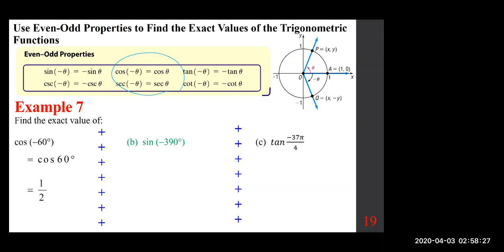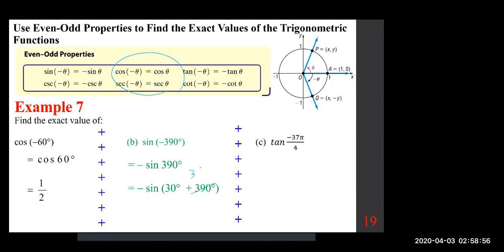Now, what about sine of negative 390? I want to spend a few minutes on the next section. All right, the first thing we want to do is get rid of the negative. And we know sine is odd, so it comes out. Now, 390 is larger than 2 pi or 360 degrees. By how much? By 30 degrees. 390 is 30 plus 360.